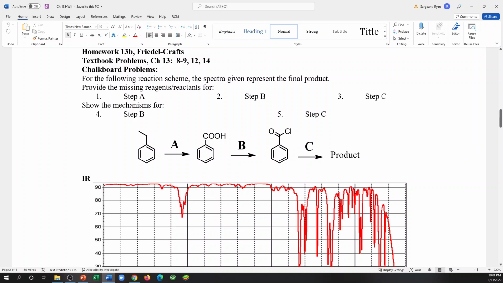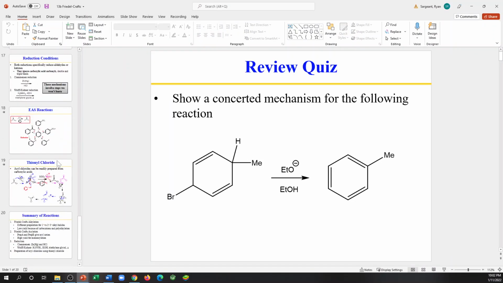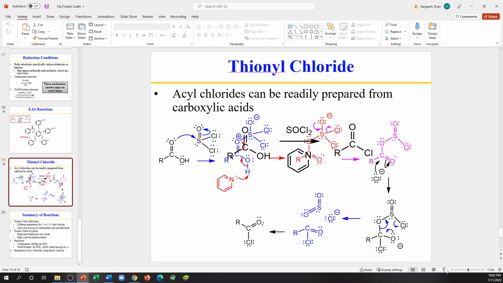All right, for step B now, we need to convert this carboxylic acid into an acyl chloride. And that was the lengthy mechanism that we looked at the end of yesterday's lecture, of lecture 13B. And that's using thionyl chloride and pyridine. So let's pull that lecture up. Okay, here's the thionyl chloride mechanism.